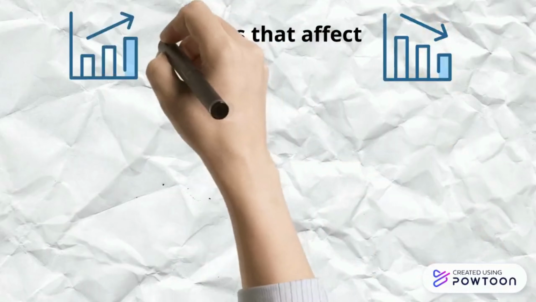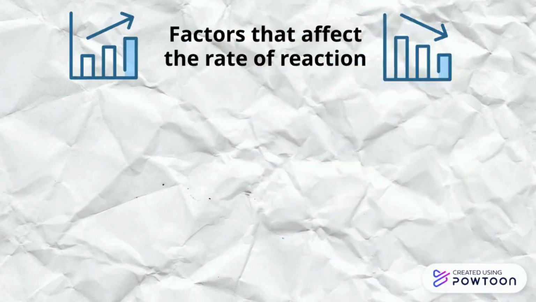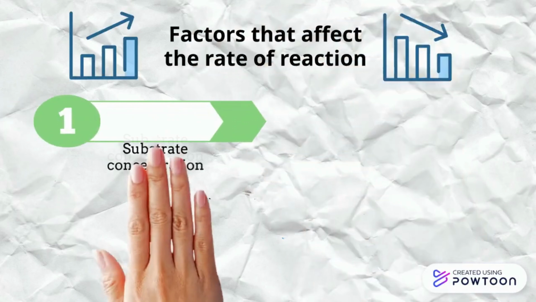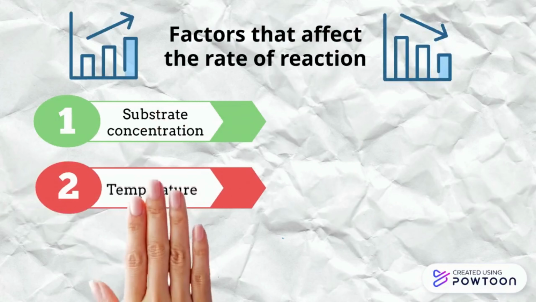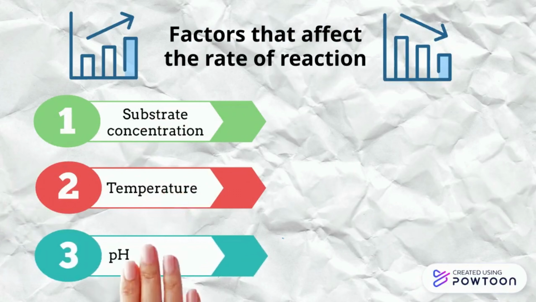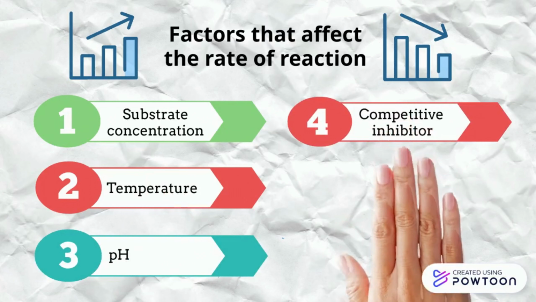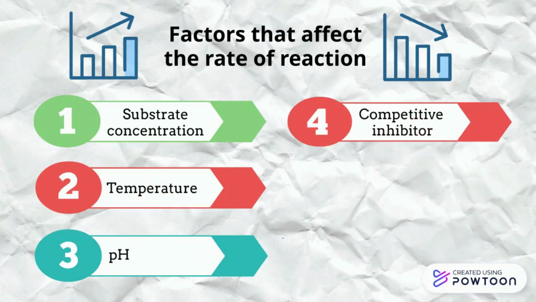The rate of reaction can be affected by the changes in substrate concentration, temperature, pH, and presence of a competitive inhibitor. The study of these factors affecting the activities of the enzyme is known as enzyme kinetics.